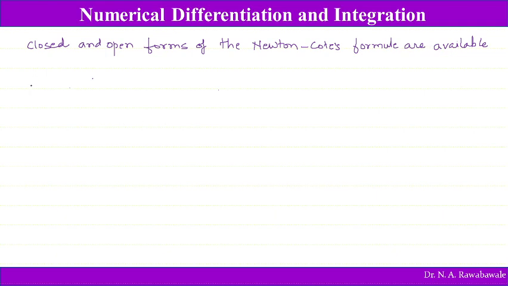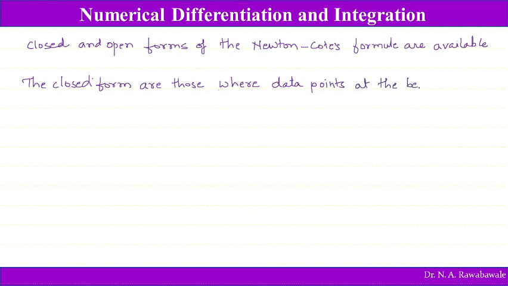So the closed forms are those where data points are at the beginning and end of the limits of integration.